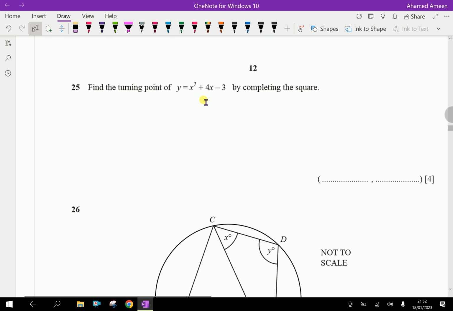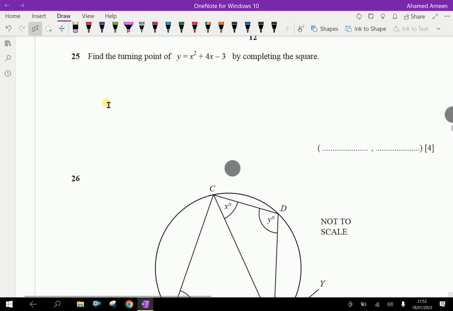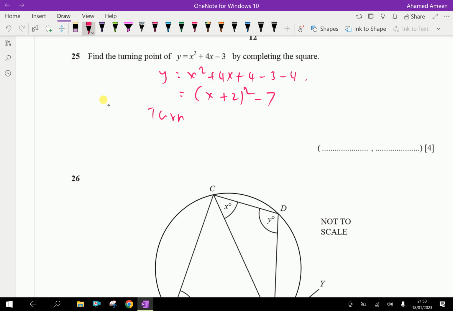Here, y equal x square plus 4x minus 3. By completing the square, find the turning points. We have y equal x square plus 4x, 4 divided by 2 is 2, that squared is 4, adding 4 and, because of adding 4, subtracting 4, minus 3 is already there. So we have x square plus 4x plus 4, which we can write as x plus 2, the whole square, completing the square, minus 7. Therefore, the turning point is, opposite of the number under the square, x is minus 2 and y is minus 7 as it is. Next question.